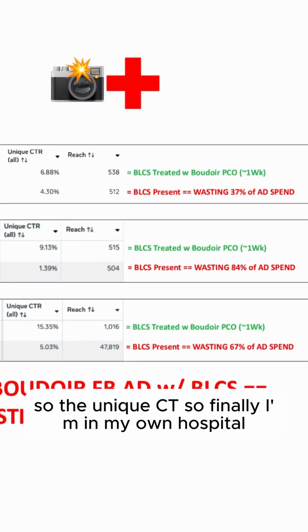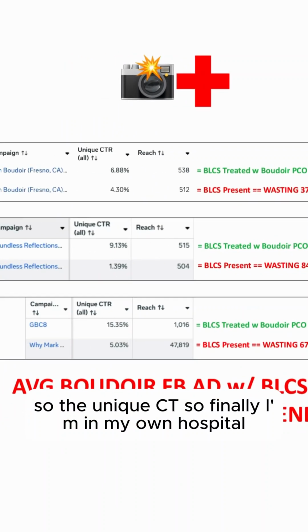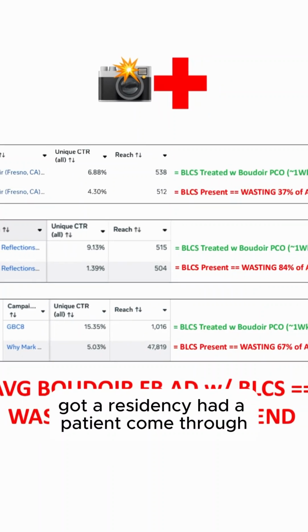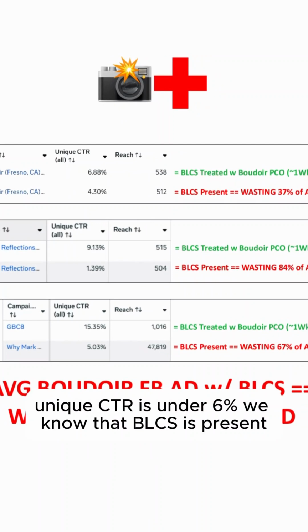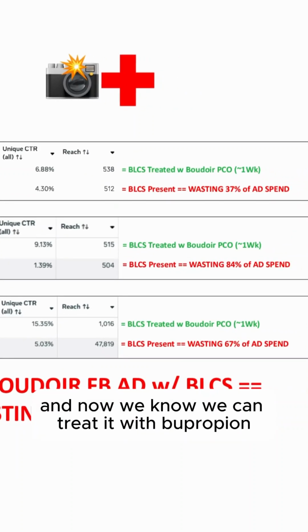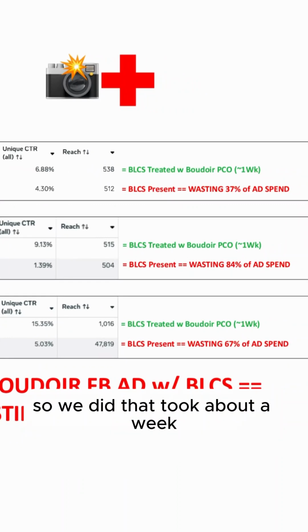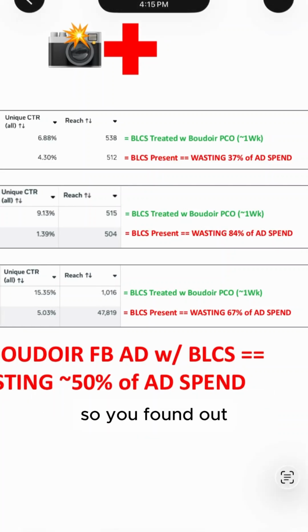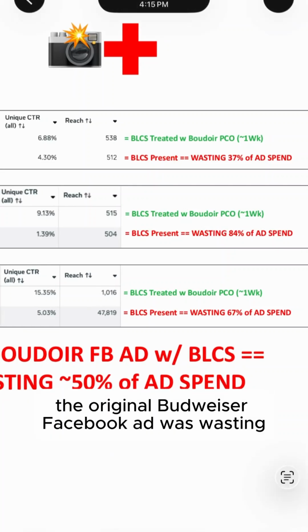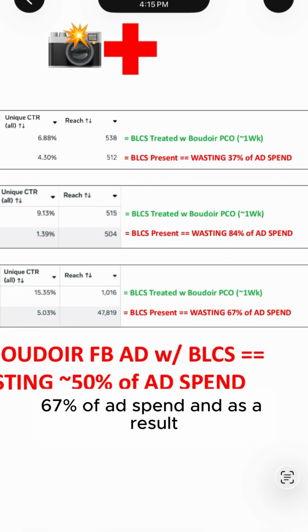So finally, I'm in my own hospital, got out of residency, had a patient come through, his unique CTR, 5.03%. Boom, unique CTR is under 6%. We know that BLCS is present, and now we know we can treat it with Boudoir Pico. So we did that, took about a week. We got the unique CTR up to 15.35%.